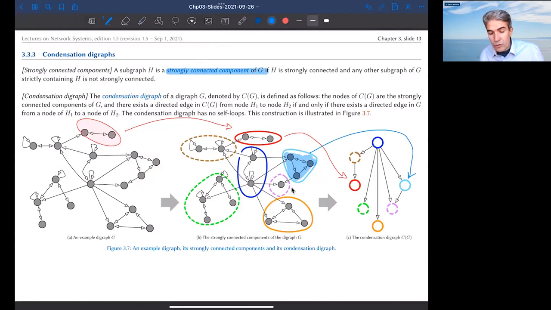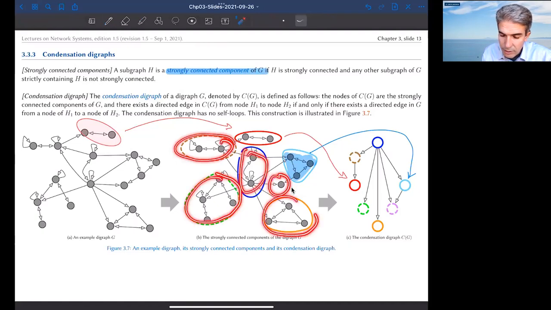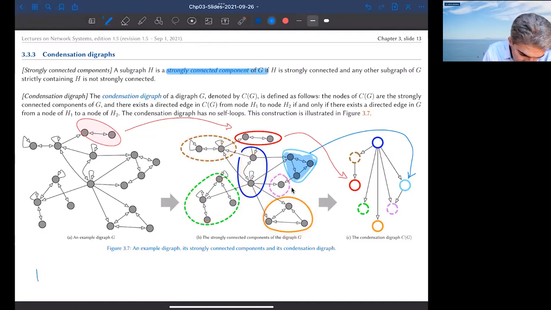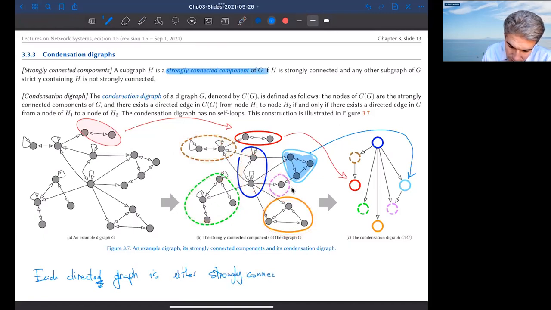So you keep going around your directed graph, and you compute, you know, here I've done it visually. You have to do this on a computer, right? You compute all of its strongly connected components. And one can prove, just like I did before, that each directed graph is either strongly connected or it contains L strongly connected components. I'm gonna write SCC, strongly connected components. And clearly L is less than or equal to N, where N is the order of the digraph, which is to say the number of nodes in the digraph, right?